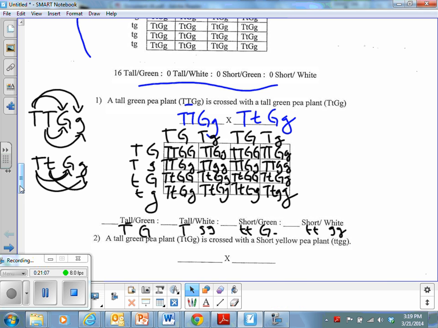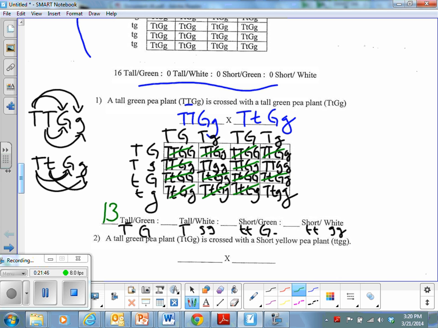Okay, so let's go back and count. So I'm looking for big T, big G first. So there's 1, 2, 3, 4, 5, 6, 7, 8, 9, 10, 11, 12, 13. Okay, 13 tall and green.